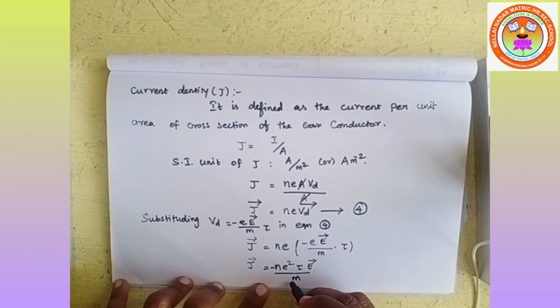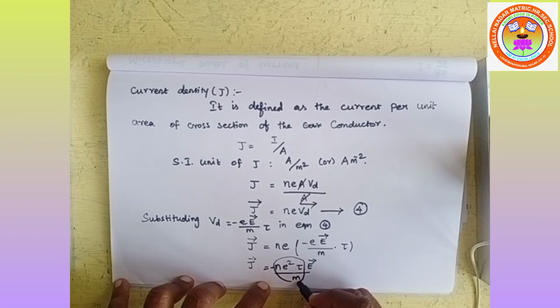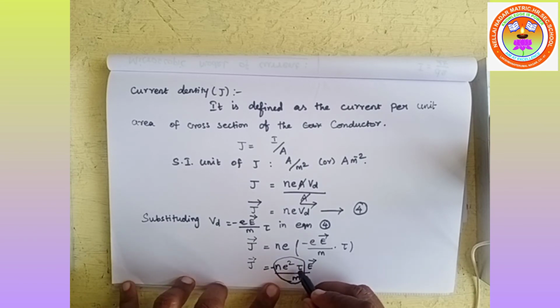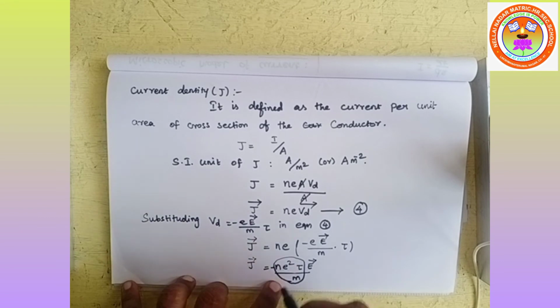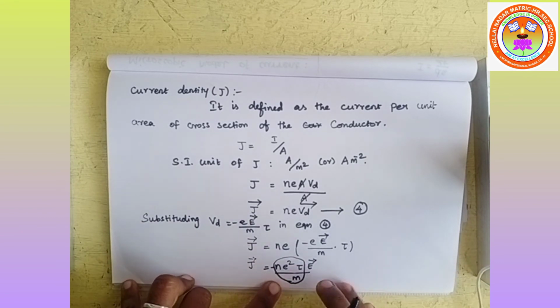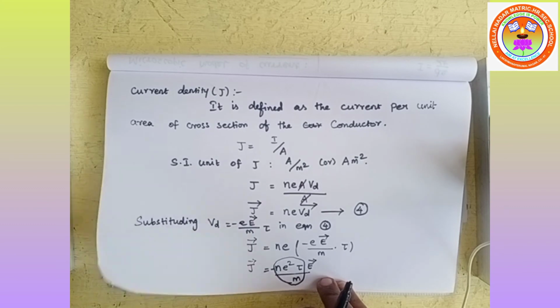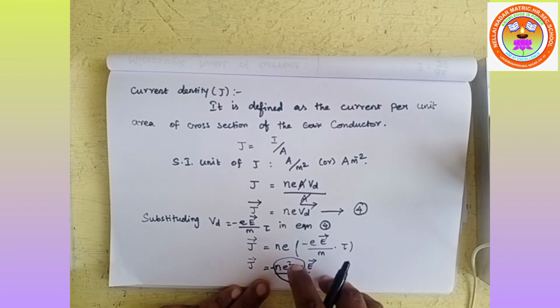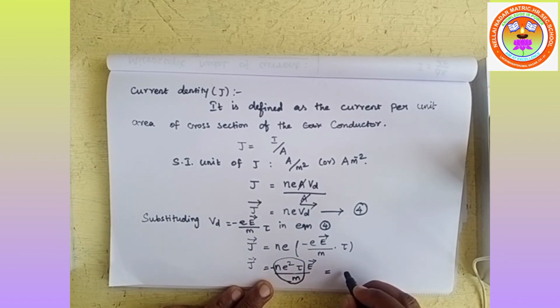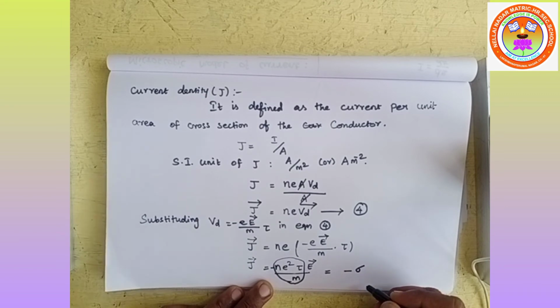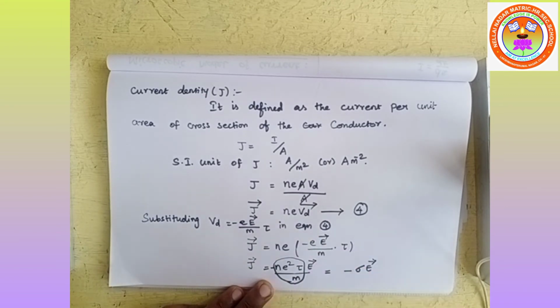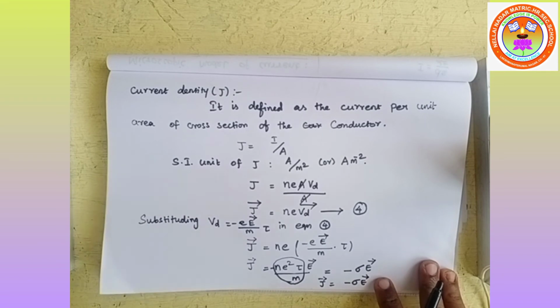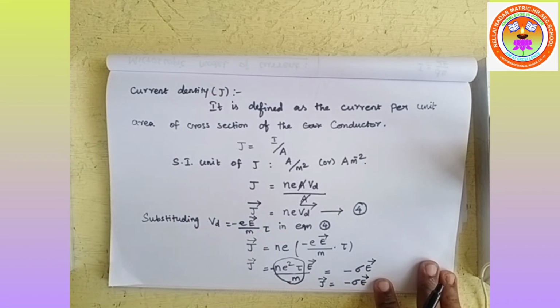From this equation, n means number of electrons, E means charge of an electron, tau is a constant value, and m is the mass of an electron. Okay students, so these values are constants, so it is considered as sigma, one constant, into E vector. So the J vector is equal to minus sigma E vector. It is another form of current density.